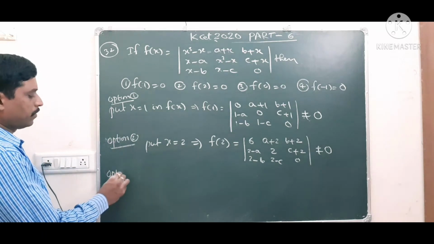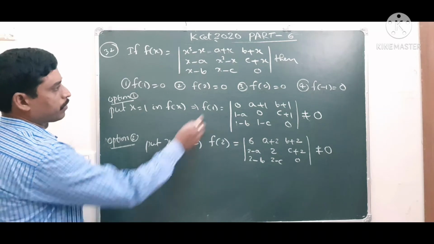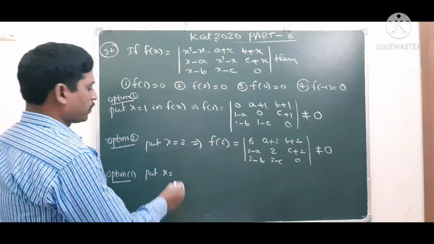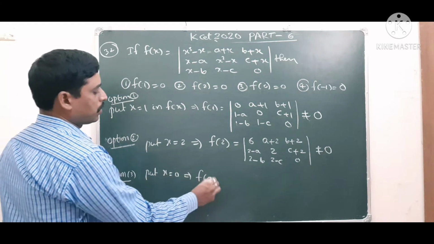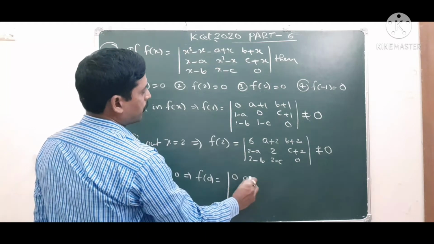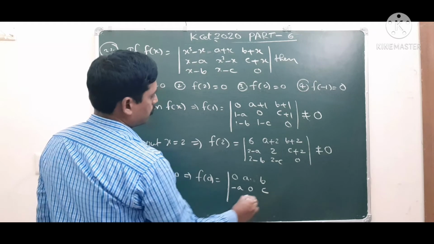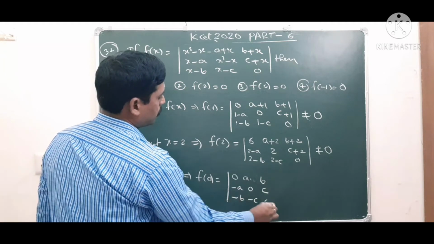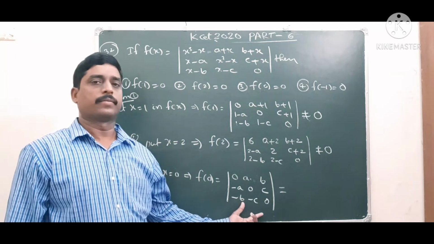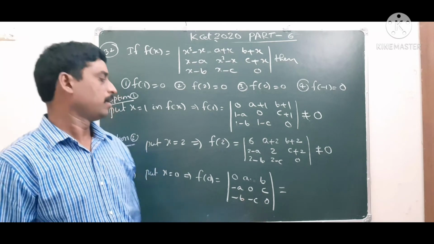Now let us take option 3. Put x is equal to 3. Sorry, put x is equal to 0. In option 3, f of 0 is there. Put x is equal to 0, then f of 0 is equal to x plus in 0, substitute 0. This is a plus 0, a, b, minus a, 0, c, minus b, minus c, 0. This is the skew symmetric matrix. So the determinant of a skew symmetric matrix is 0.